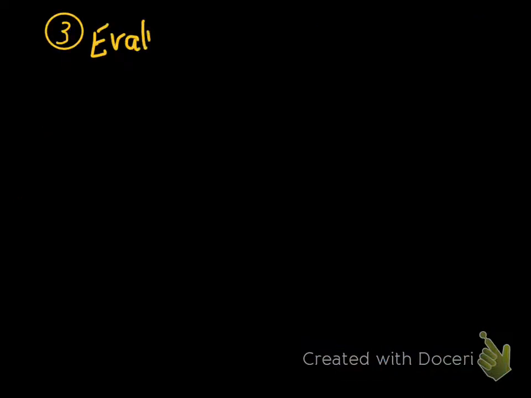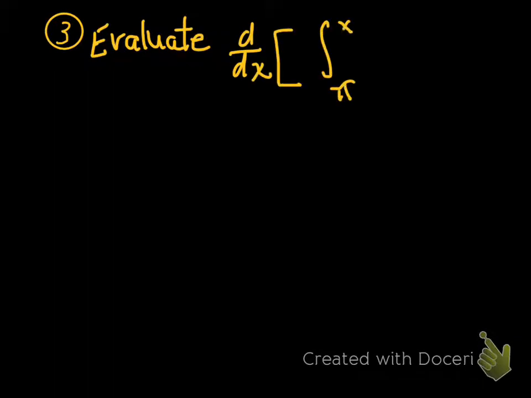Number 3. Let's evaluate the derivative with respect to x of the integral from pi to x squared of sine of t dt. Have you noticed that the lower limit with each example so far has been a constant? It needs to be a constant if you're going to use FTC2. It doesn't need to be 0. After all, when I plug that in and differentiate, when you differentiate that constant, you're going to get 0. So that lower limit has got to be a constant, but that constant does not have to be 0.